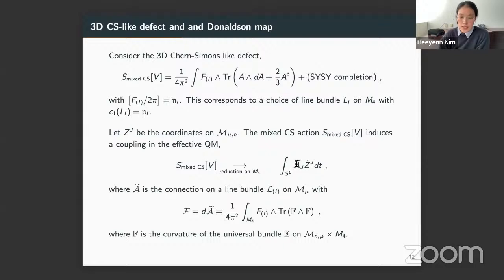Okay. Here, this A tilde is nothing but the connection on some line bundle that I will denote by script L_i on the moduli space, whose curvature can be written in the following way. Okay. So here, this F is nothing but the curvature of the universal bundle E, which is defined on the product of the moduli space times M4. Okay.